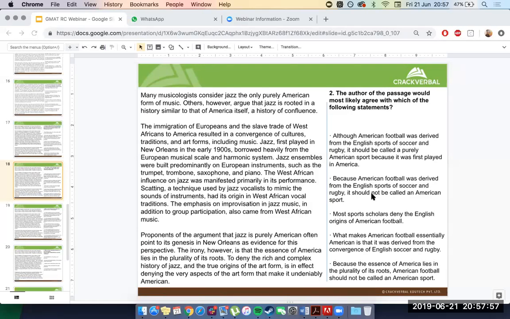Now, the thing is, that's a vague question, right? Agree with which of the following about what? We don't necessarily know yet. So what do we know about the author's point of view? When we tried to find out the gist of the passage, the general idea, the structure and the tone, what did we identify about the tone? We understood that the author is on team confluence. Let's take a look at that and see how that can help us answer the question.